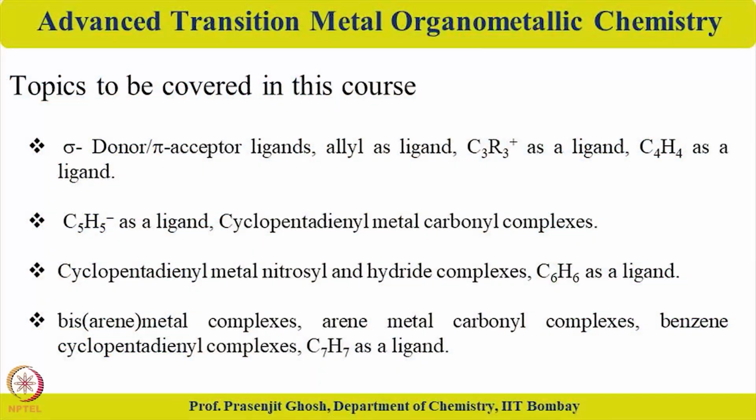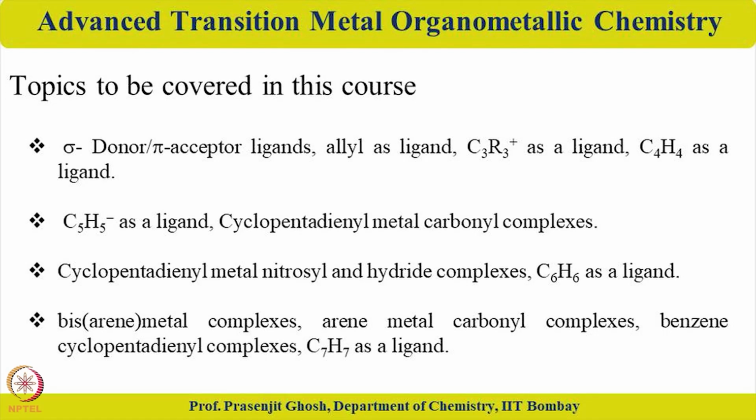Now, with this background being covered in the last course, this course takes off from where we had left in the last course and looks at the more advanced level of this chemistry. In particular, in this course, we are going to look at various kinds of interesting ligands. We'll start off with sigma donor pi acceptor ligands. These are ligands which are very interesting in the sense that they not only can donate electrons but also can accept electrons in their interaction with transition metals.